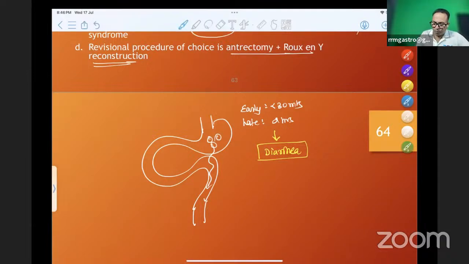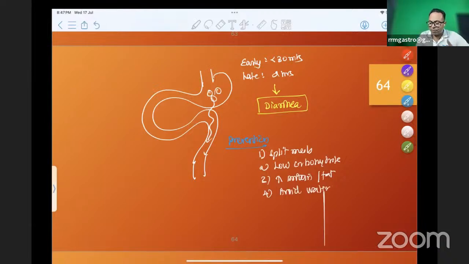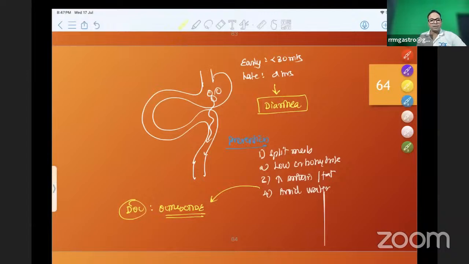So the question is asking how to prevent dumping syndrome. Prevention of dumping syndrome is by a simple concept: split meals. Don't eat all the food together. So split meals, low carbohydrate meals, increased protein and fat meals, and don't drink water while eating. Avoid water while eating. These are used to prevent it. But if it keeps on happening, the drug of choice for dumping syndrome is octreotide. Octreotide is a somatostatin analog. But the point is, octreotide will reduce dumping syndrome, but is not useful in diarrhea.